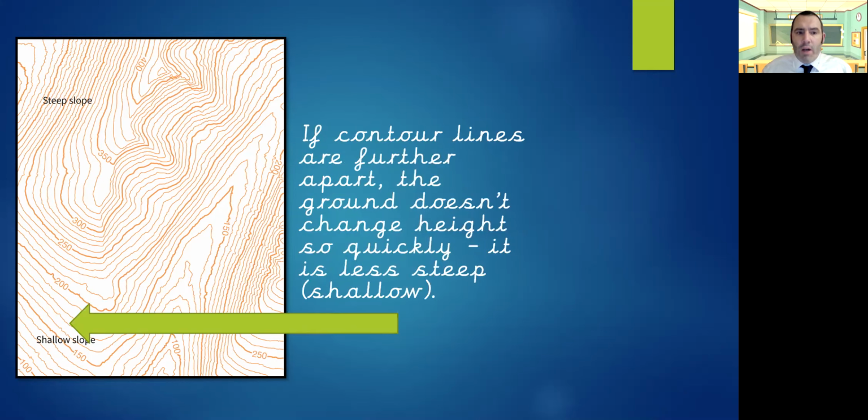If the contour lines, like they are down here, are further apart, the ground doesn't change height so quickly. It's a lot less steep, so it's a shallower slope. If I was going to walk up this particular hill, I'd look for the shallowest route, which would mean it would be easier to walk, and I probably wouldn't need any specialist climbing equipment. I could just wear my walking boots, some comfortable clothes, and take a bag with my lunch and a drink in it.